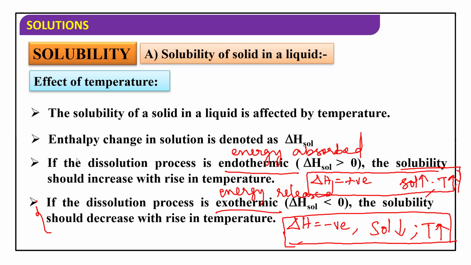Okay. So have you guys taken this down? Shall I go with the next slide? You don't have to write the whole statement, just write the short forms which I have written on the screen. For endothermic, delta H is positive, so solubility increases with increase in temperature. And in the other case, it decreases with increase in temperature.